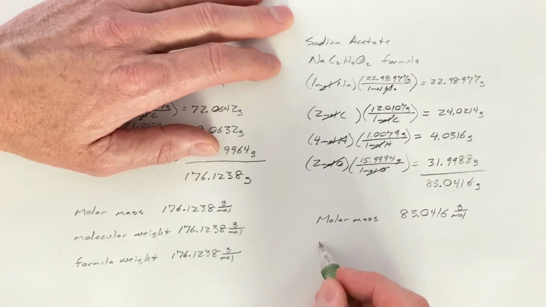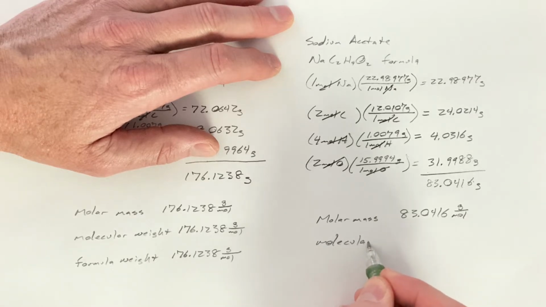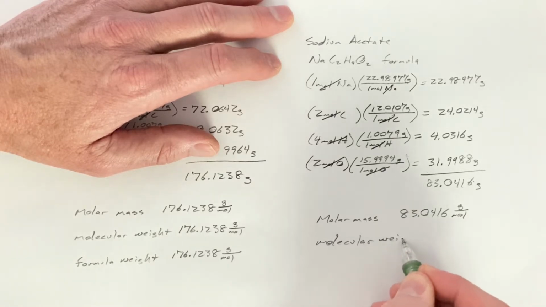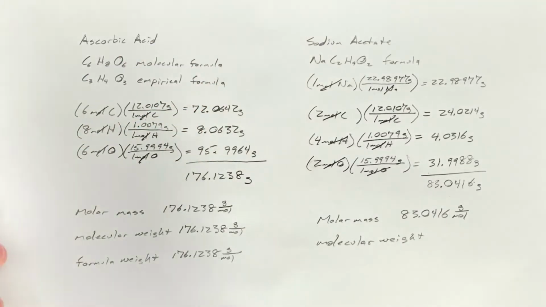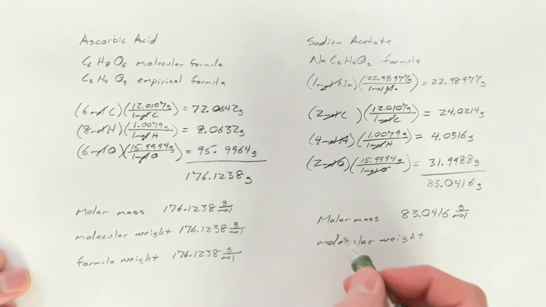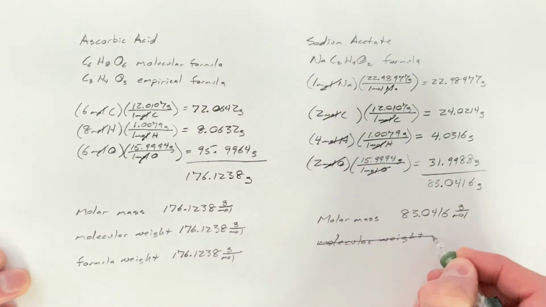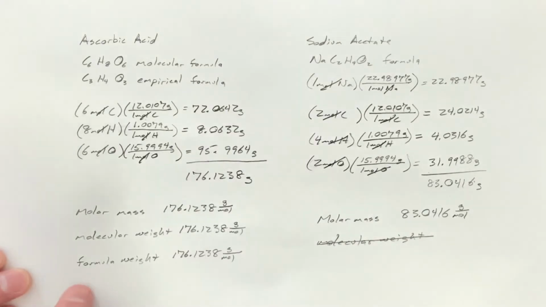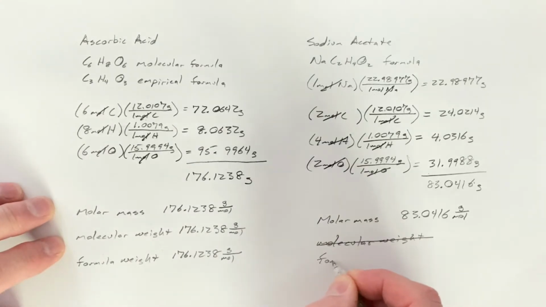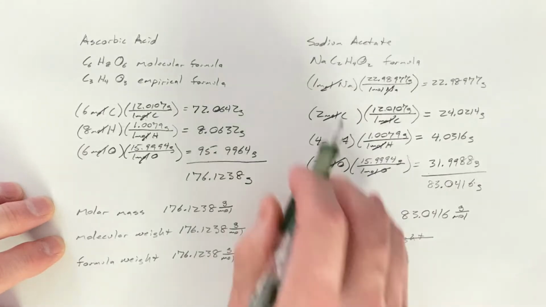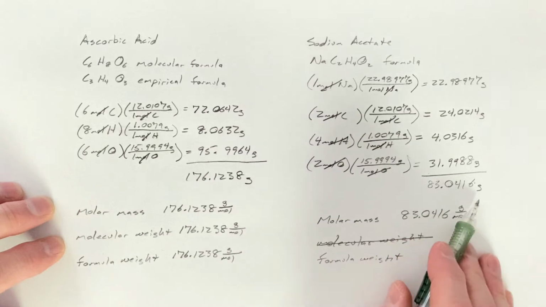I cannot use the term molecular weight, not with sodium acetate, because sodium acetate is not a molecule. It is an ionic compound. I can use the term formula weight because I used the chemical formula to obtain this mass.